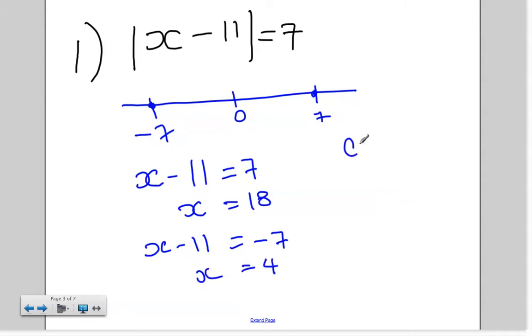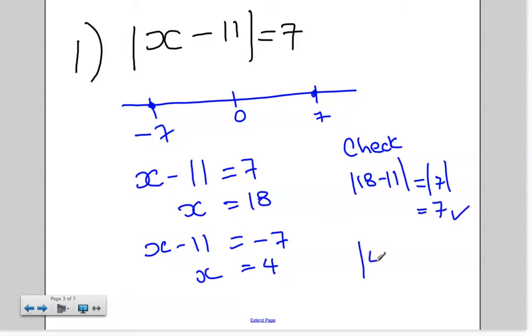Now let's just check. Quick check. If I replace the x with an 18, the absolute value of 18 minus 11, mod is just another word, but I will stick to absolute value, is the same as the absolute value of 7, which is 7, which is what I wanted, so that is correct. And if I check this one, the absolute value of 4 minus 11 is the absolute value of minus 7, which is also 7, so that is correct. Okay, 1 down, 3 to go.